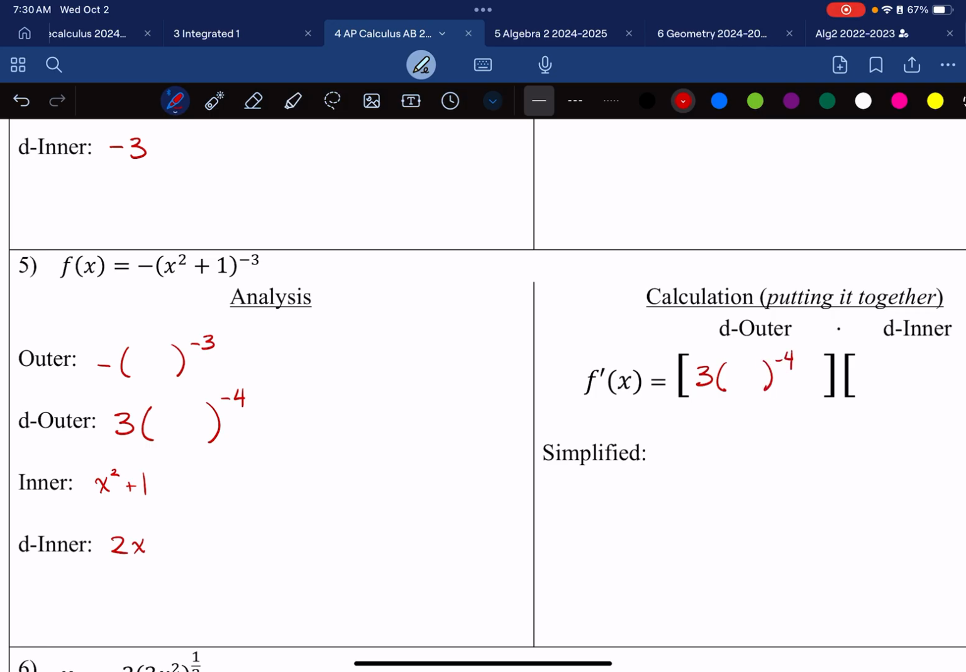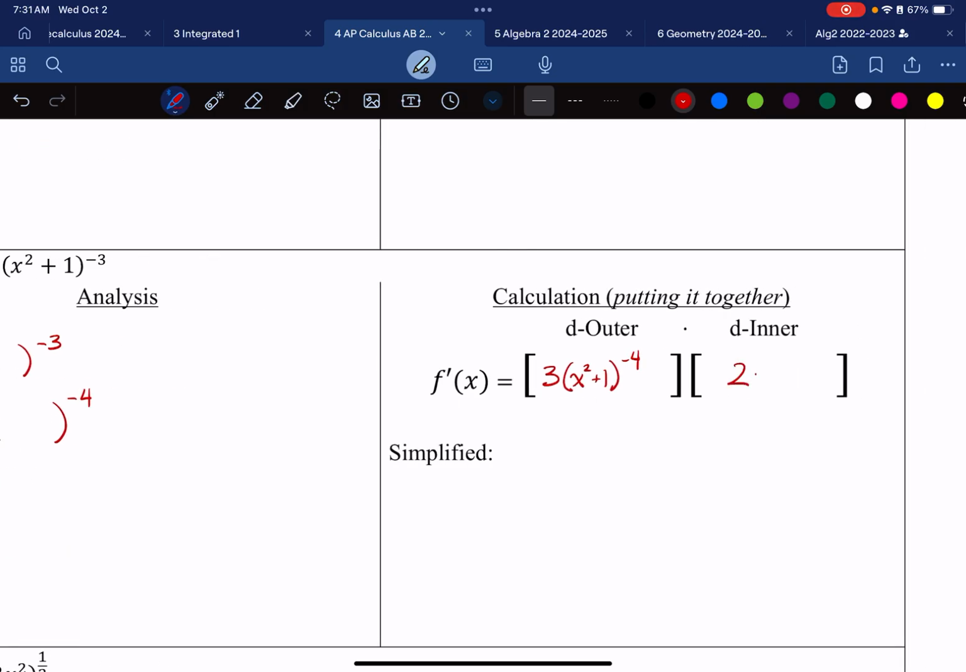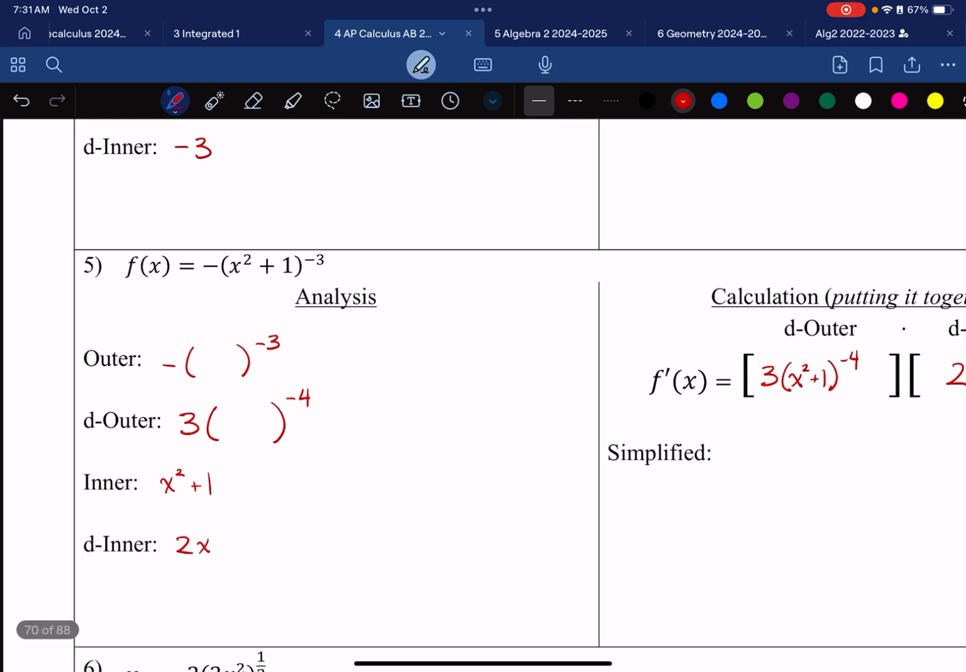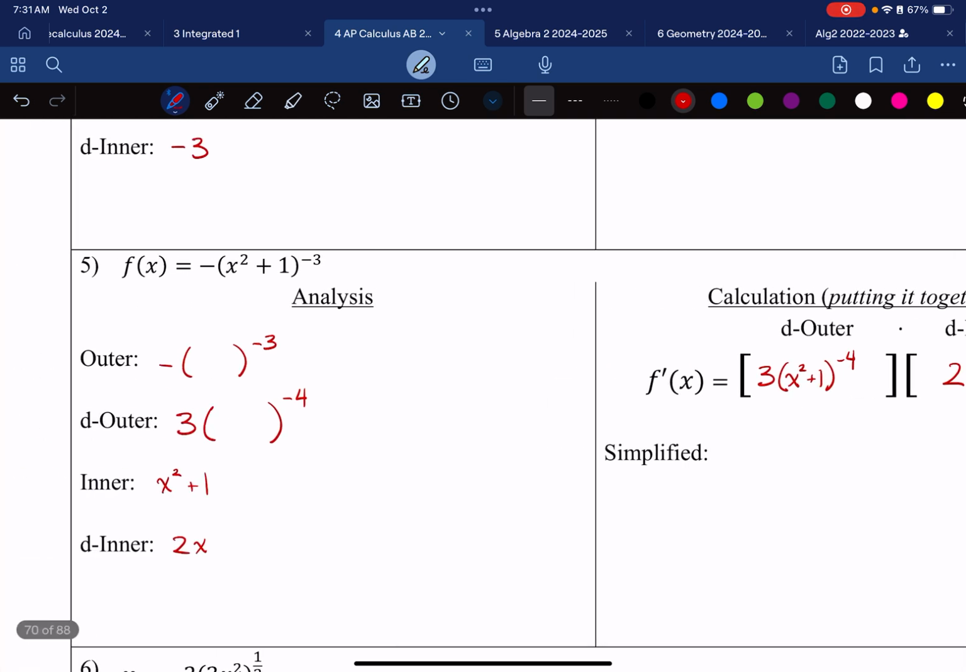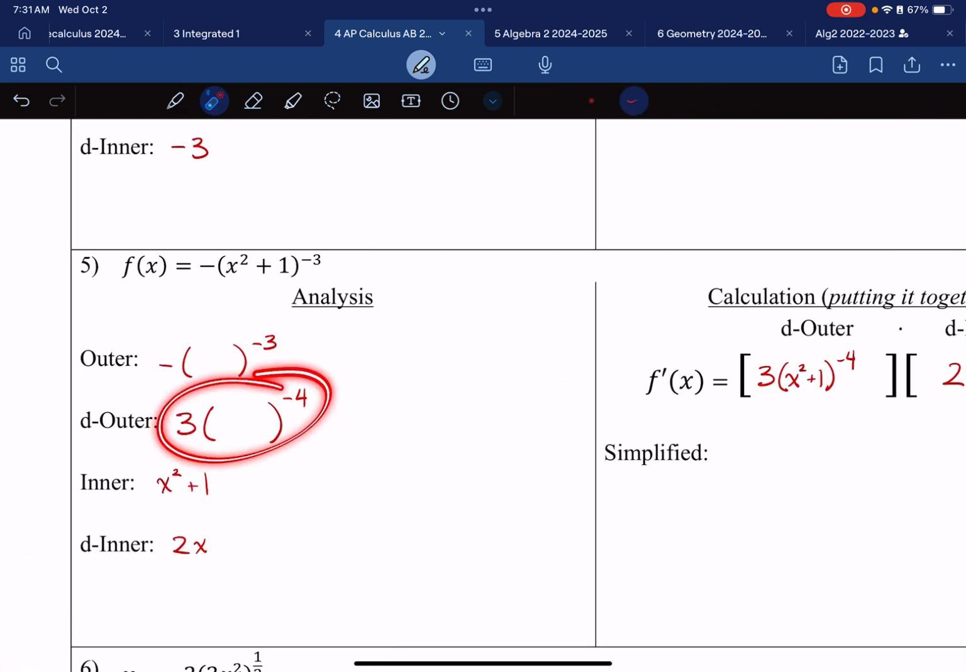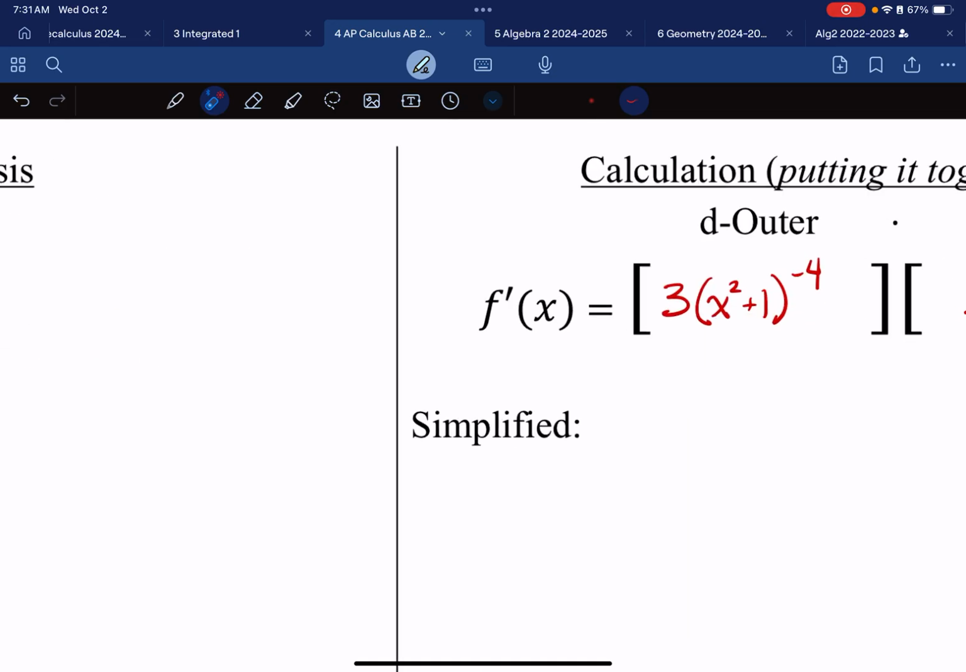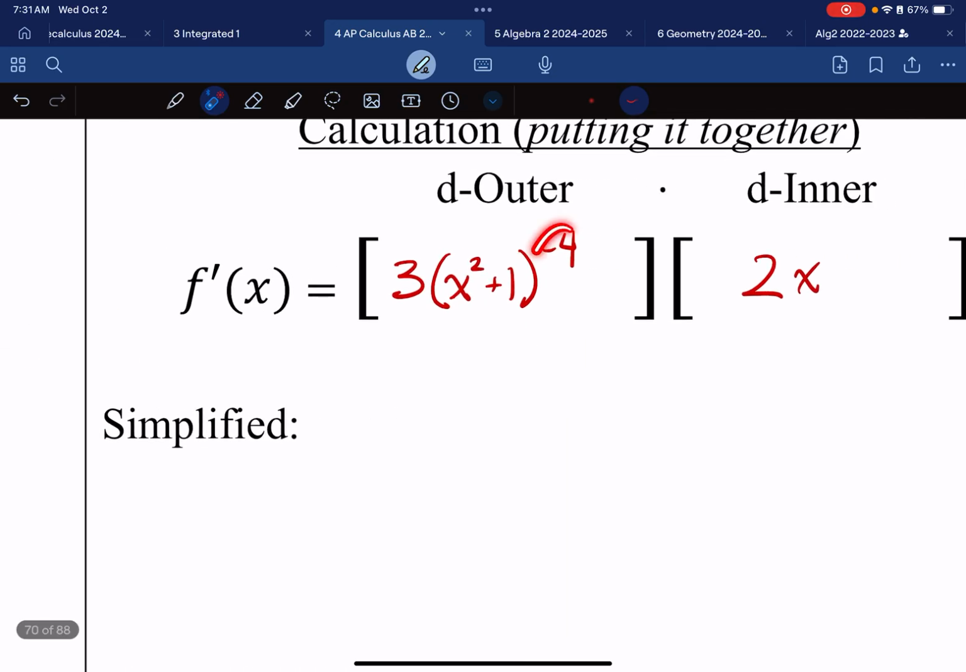That stuff is x squared plus 1, and the dinner in this case is 2x. I'm realizing that this is correct. I probably should have rewritten it here, but it's okay. I can do it over here. I can't have a negative in my final answer, so I'm going to pull this entire thing into the denominator.